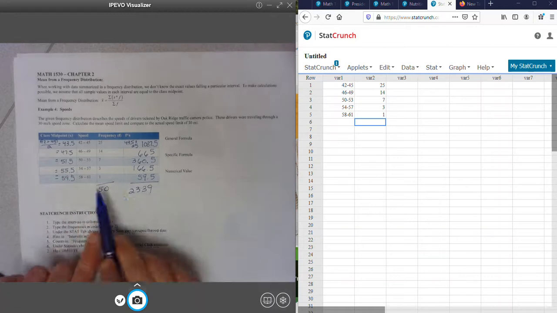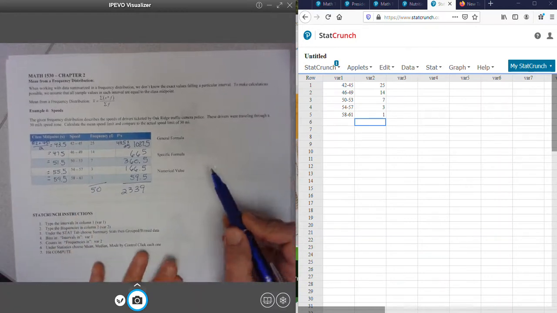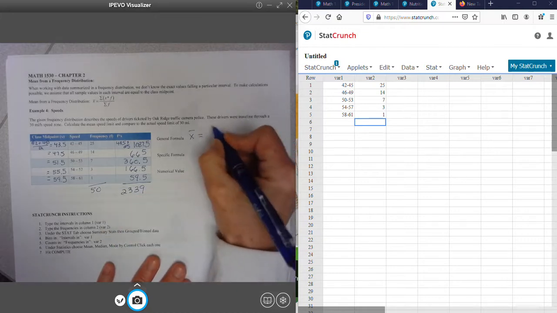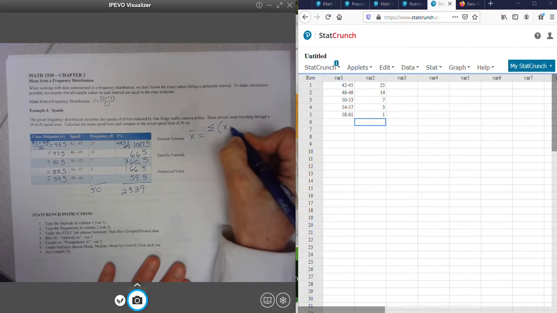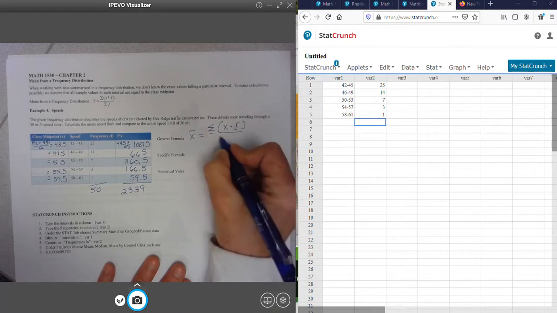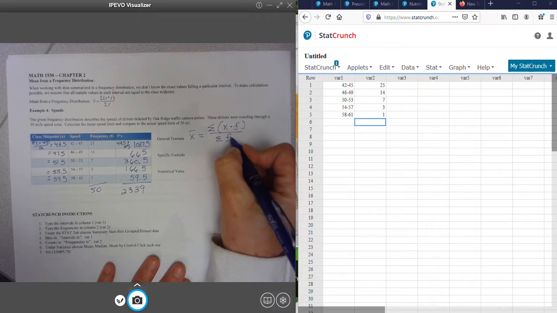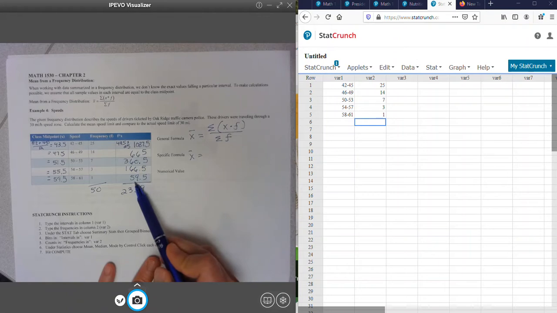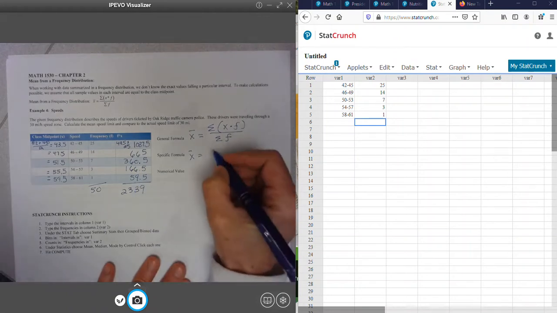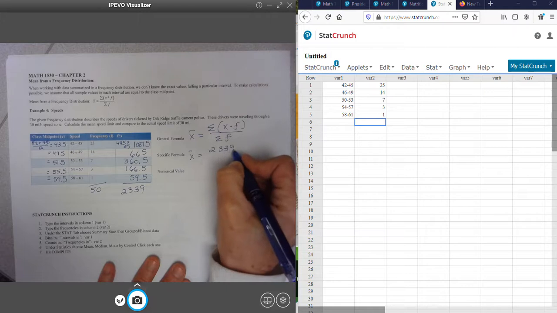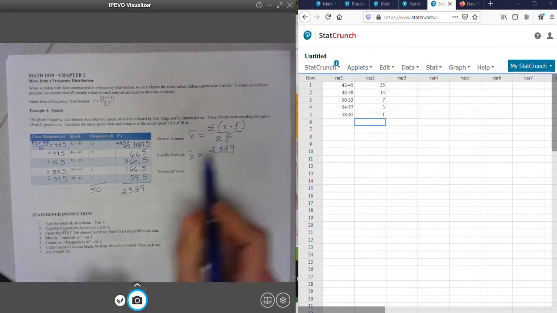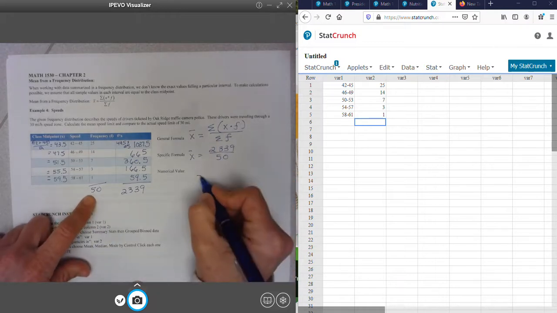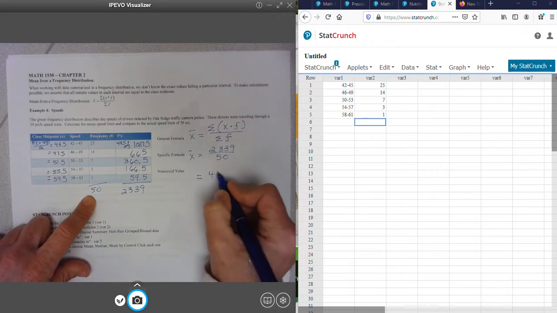The formula for the average speed of this data set is going to be x bar, this is the sample mean, we have a sample of 50 drivers, is equal to the sum of all of our x times f's divided by the sum of all of our frequencies. Specifically, if we sum up all of our x times f's, we get 2,339. And if we sum up all of our frequency counts, we have 50. So doing the math, we get 46.78.